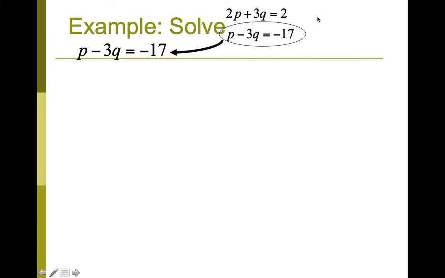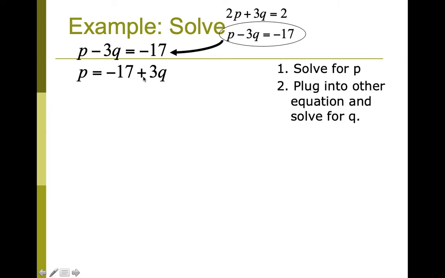So it goes like this. p minus 3q is negative 17, so I'm going to solve for p. So I added 3q to both sides. Now I have p equal to something. It's negative 17 plus 3q, or you could have said 3q minus 17. Same answer. Now that we know what we have for p, we plug that in right here, where this p is, so that it's no longer p, it's now negative 17 plus 3q.